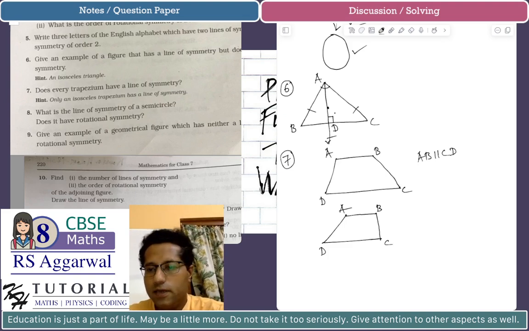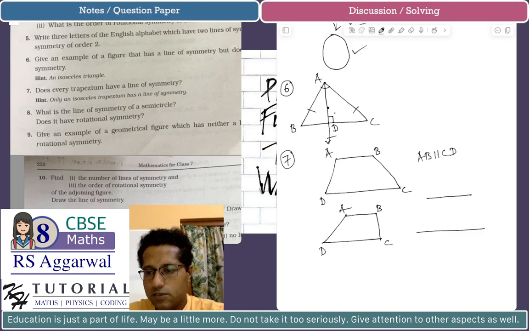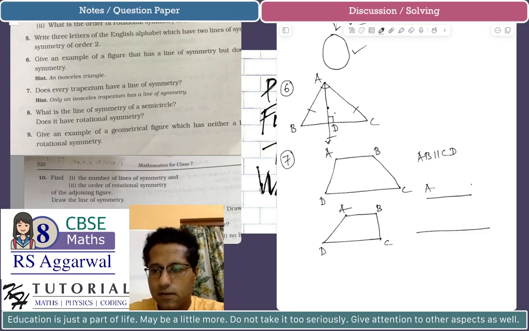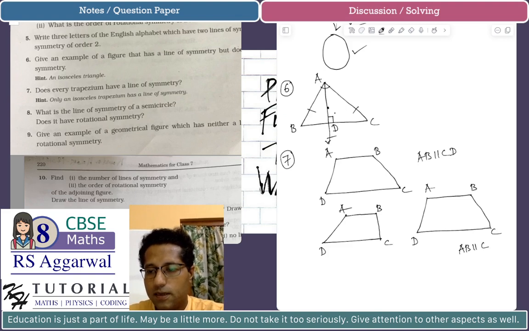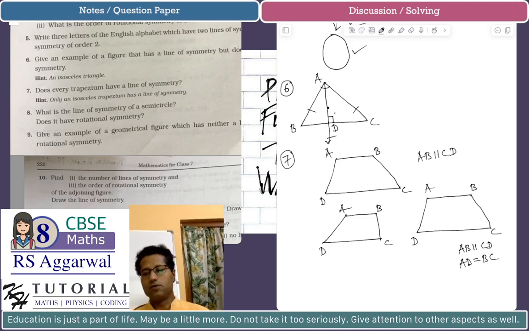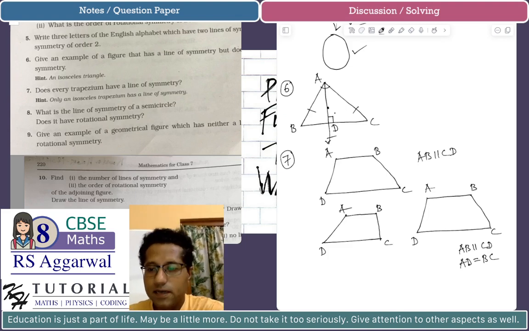But only if the trapezium is an isosceles trapezium, that is, if ABCD is an isosceles trapezium where AB is parallel to CD and AD is equal to BC. So in a trapezium where AB is parallel to CD and AD is equal to BC, this is an isosceles trapezium.